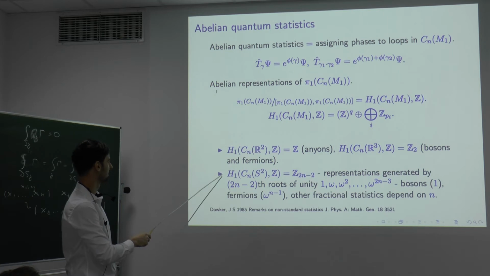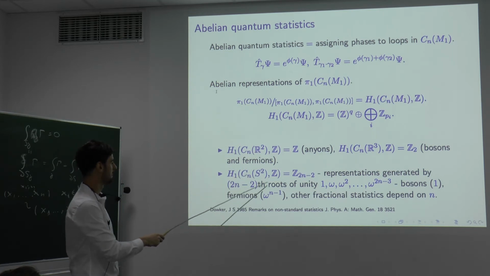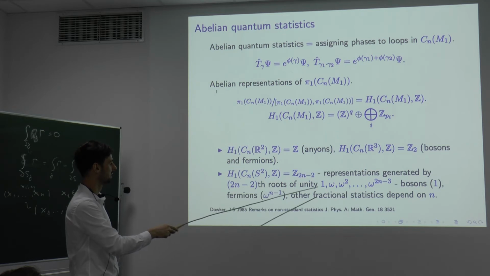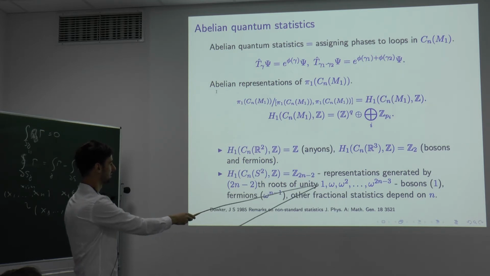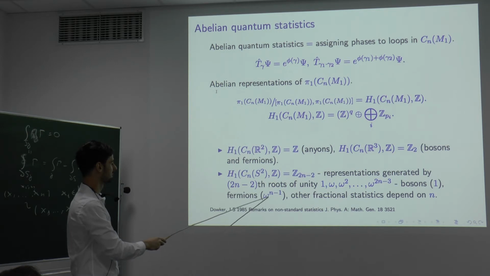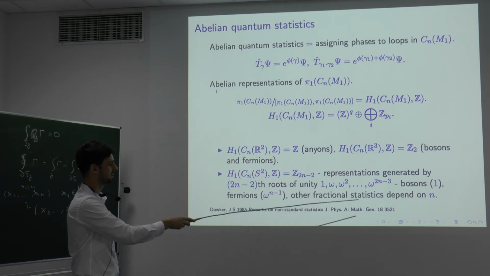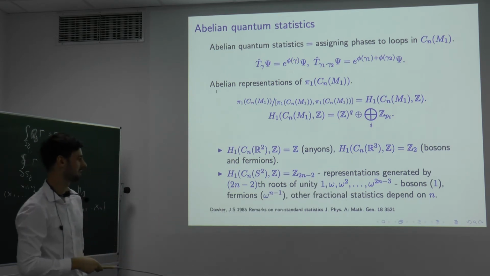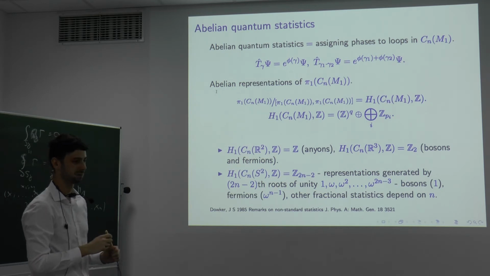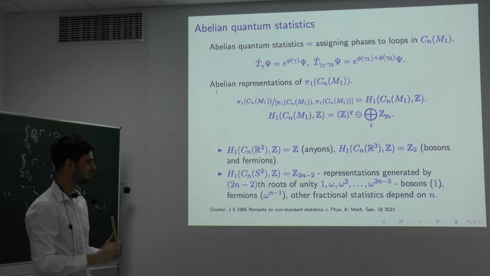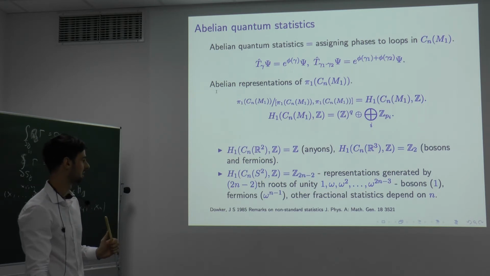An interesting example is n particles on a sphere. This is Z to n-2, and those representations are generated by n-2 roots of unity. There are always bosons, which correspond to 1, and there are always fermions, which correspond to omega to the power n minus 1. And there are a number of other fractional abelian statistics that depend on n. This suggests they might be unphysical, because we wouldn't like the statistics to depend on the number of particles, I guess.